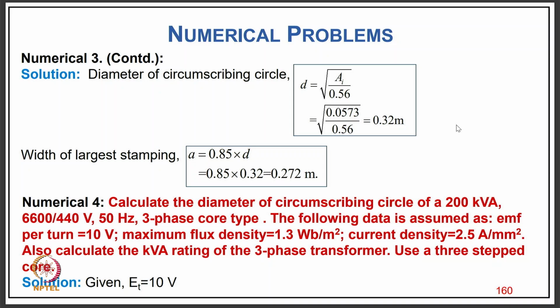Numerical problem 4, calculate the diameter of the circumscribing circle of a 200 kVA transformer, 6,600 volt by 400 volt, 50 Hz 3-phase core type. Assume EMF per turn 10 volt, maximum flux density 1.3 Tesla, and current density 2.5 ampere per millimeter square. Also calculate the kVA rating of the 3-phase transformer using these steps.